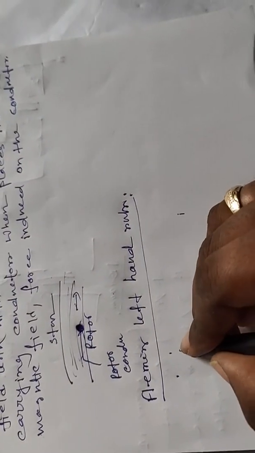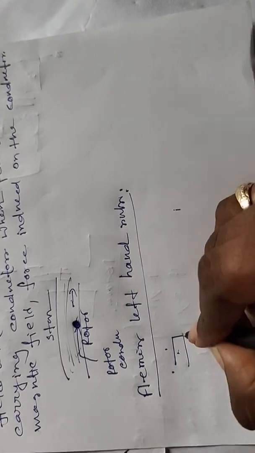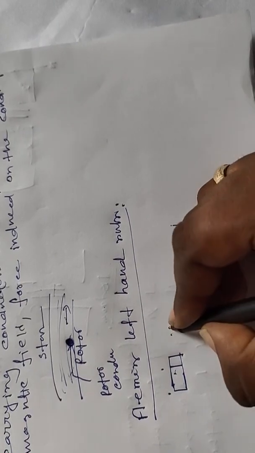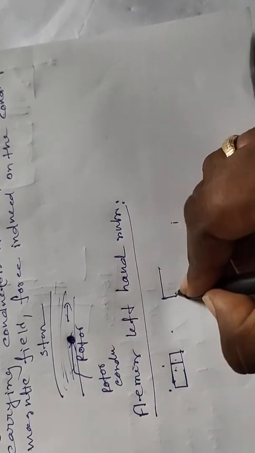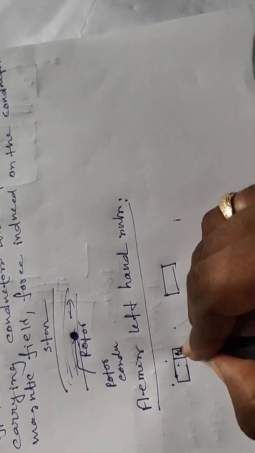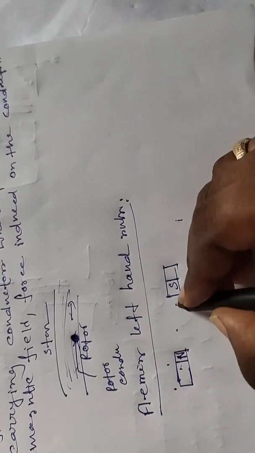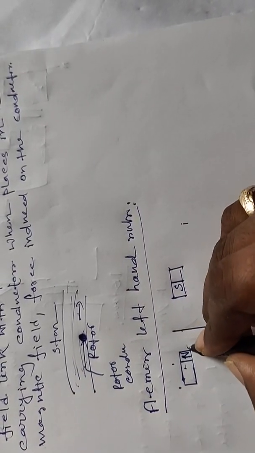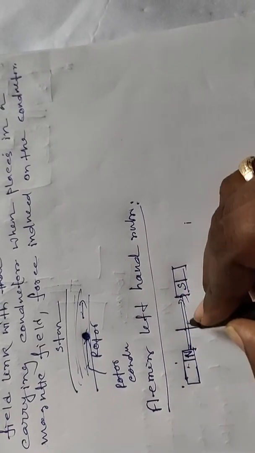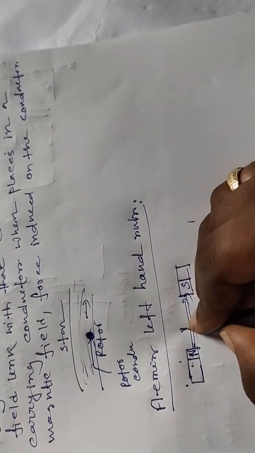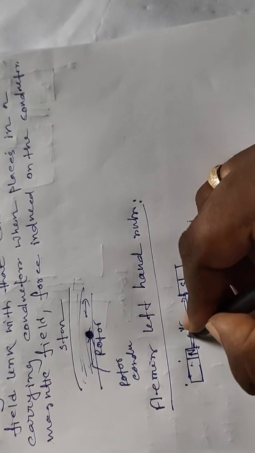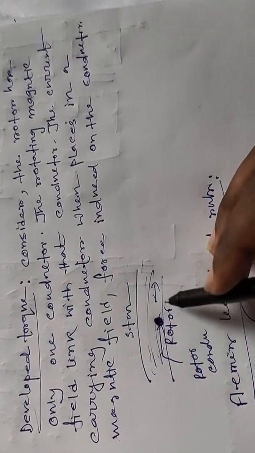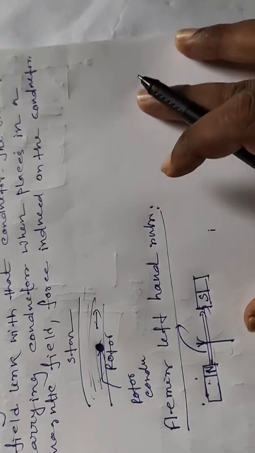That means when two magnet poles are placed, here is the north pole and here is the south pole, and a current carrying conductor is placed in this path, the flux flows from north to south and the current flows in this path, and the force is produced in this direction according to Fleming's left hand rule. That's why the rotor rotates in the clockwise direction.